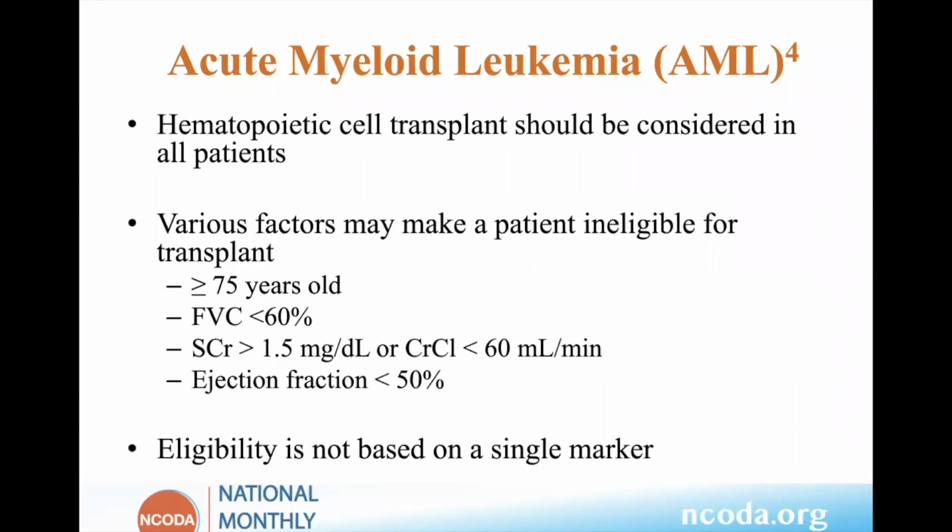Looking at AML, hematopoietic cell transplant is typically our first line of treatment for these patients. But for various reasons, some patients are not eligible for a transplant. One can be being over the age of 75, a low forced vital capacity, a low serum creatinine or low creatinine clearance, or a low ejection fraction. So these patients aren't eligible for our first line therapy of a cell transplant.